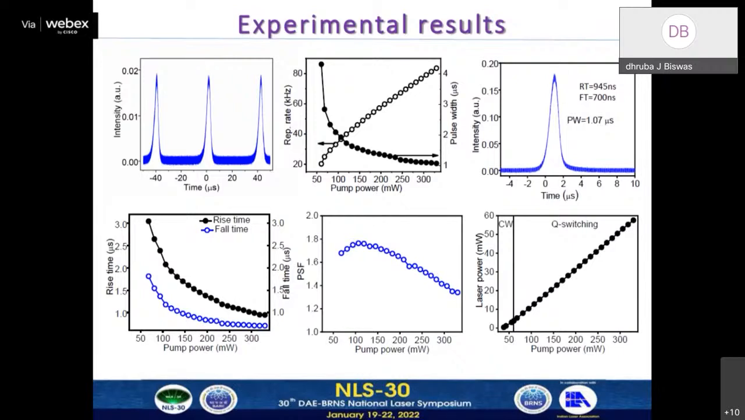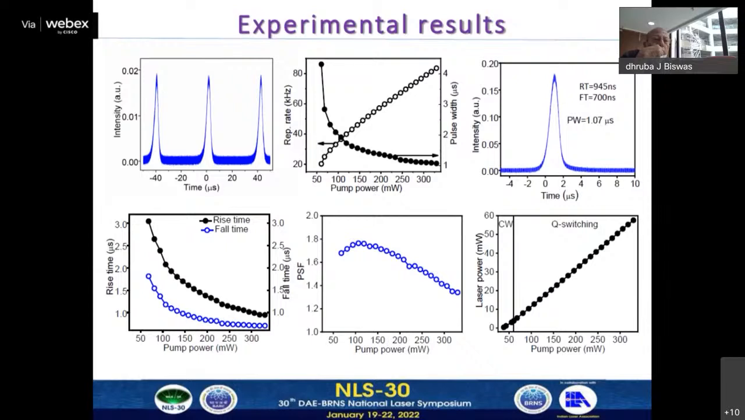Now this is something special. Here, if we see the rise time of the pulse, this is 945 nanoseconds, and the fall time of the pulse is around 1000. So the rise time of the pulse is larger than the fall time of the pulse. This is something unusual.